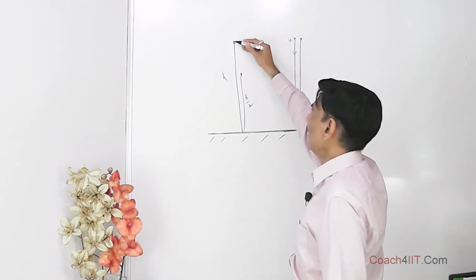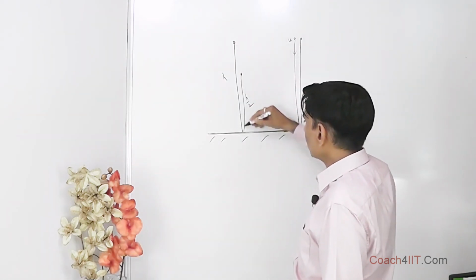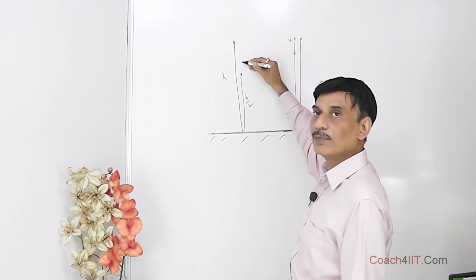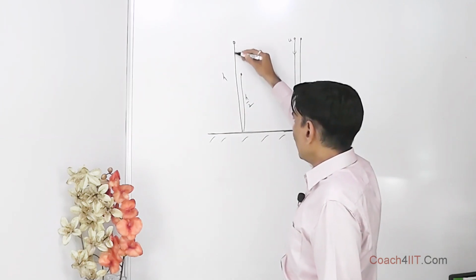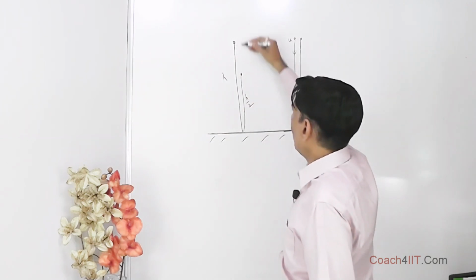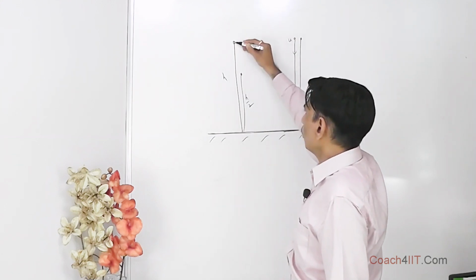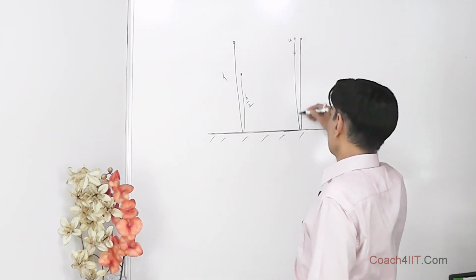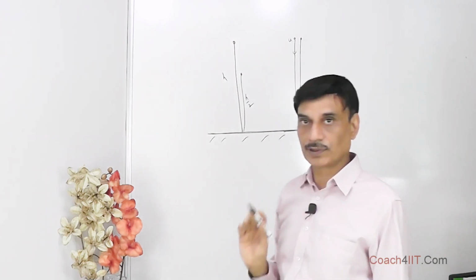In case you give lesser velocity, it may happen that it strikes and comes slightly higher over here. If you give much higher velocity, it strikes and rises to this height. So the question is, what is the velocity that is given so that it strikes and comes to the same level?